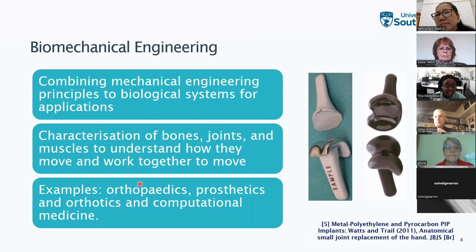On the right-hand side, there are some examples of finger joint implants. Here we have a metal polyethylene implant, so that's metal on plastic. And then in the middle, we have a pyrocarbon one. Hopefully on the right-hand side, you can see an X-ray, which shows how the device would actually be implanted in the finger. What it hopes to do is separate the bone surfaces so they no longer grate on each other, but also give the patient more mobility and the ability to move their joints.